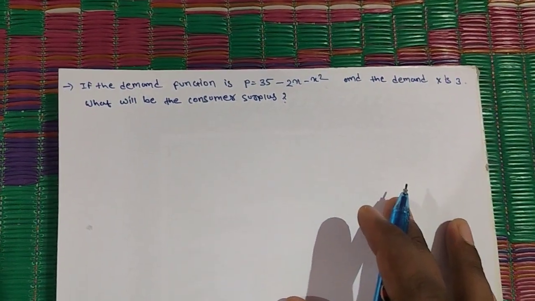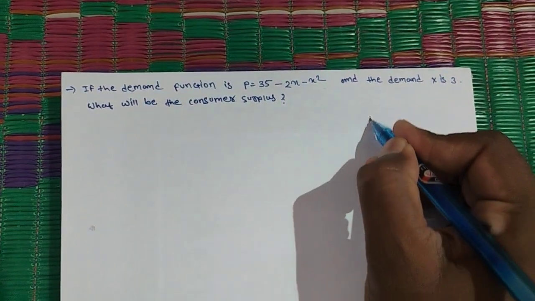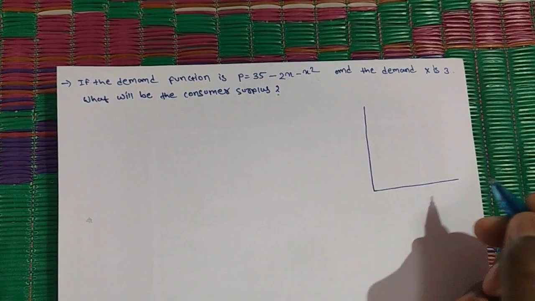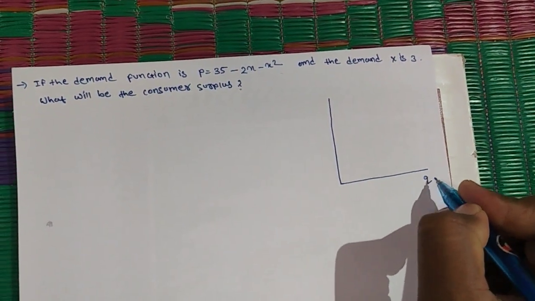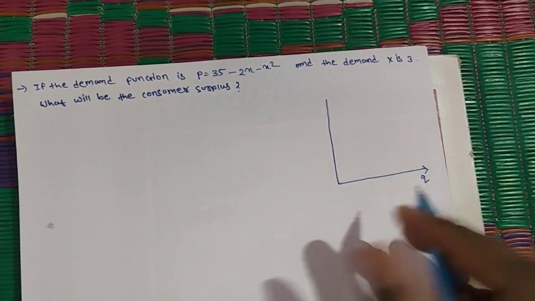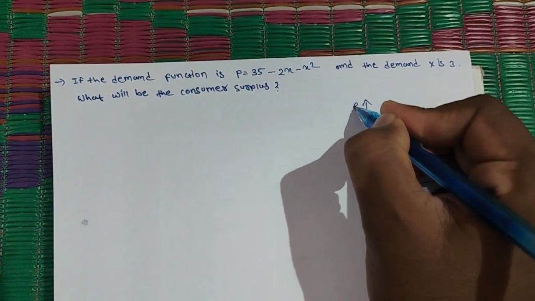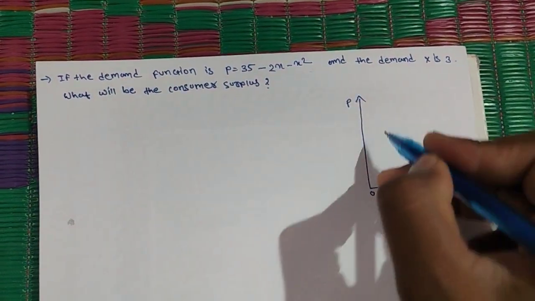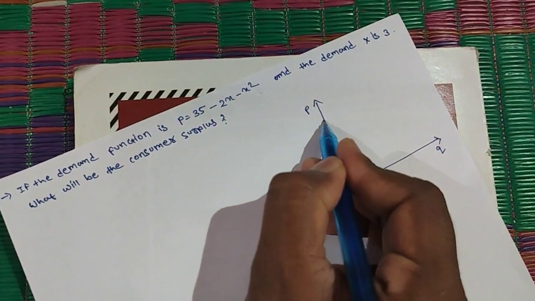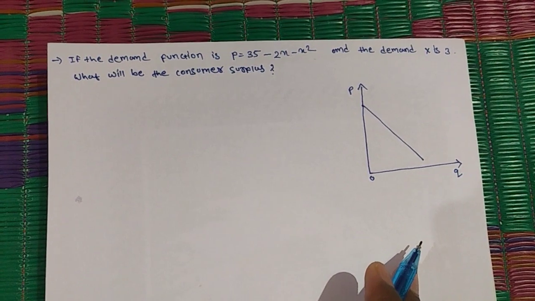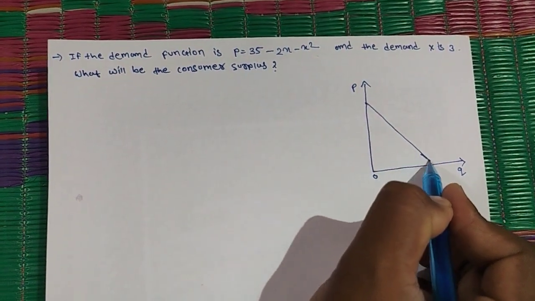So in the diagram, suppose this is quantity. In the x-axis we measure quantity, in the y-axis we measure price. So here the demand function is this. So the demand function is this.